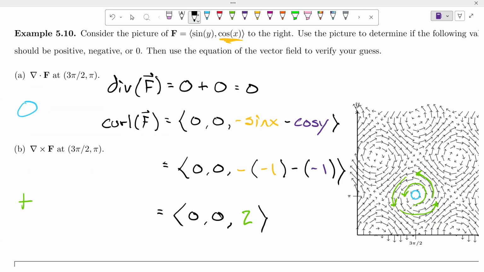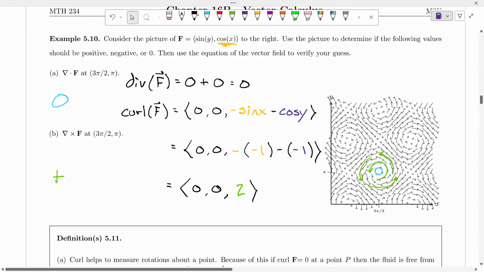So again, clockwise rotation should come out to a positive value for the curl. As long as we're in 2 space, there's just a 1 component that shows up in the curl.